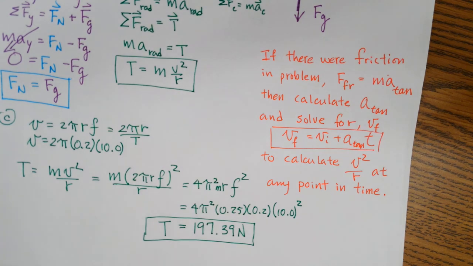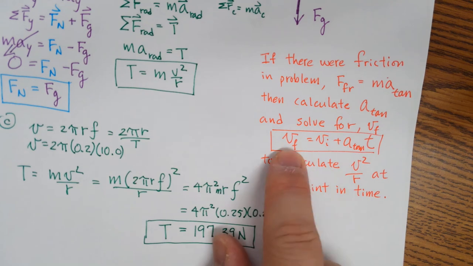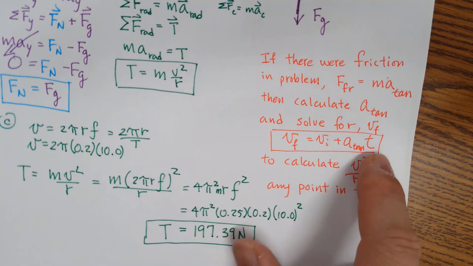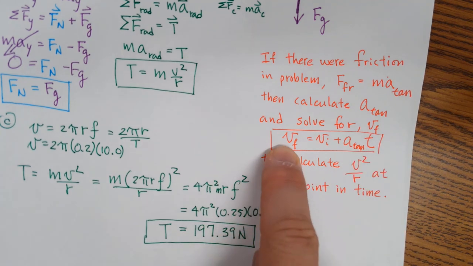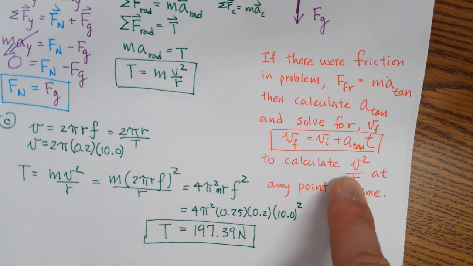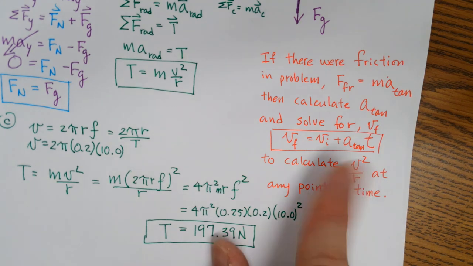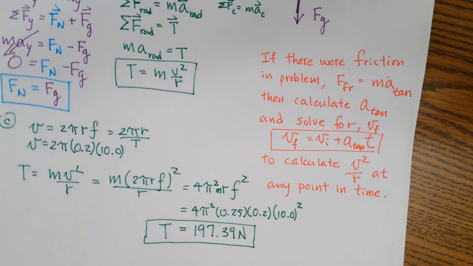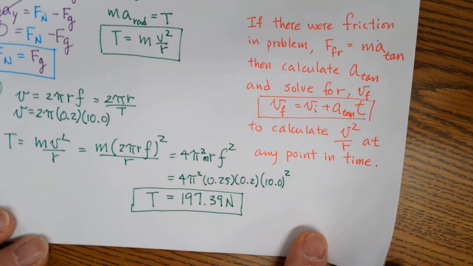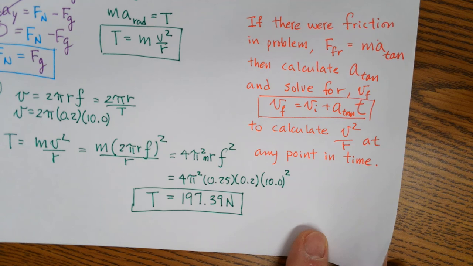So, if there were friction involved, most likely it's going to slow down as it turns. When it slows down as it turns, your VF will vary depending on what time it is. If it's exactly at a certain time, your speed will change. That speed at that instantaneous time is going to determine what your centripetal acceleration is. Okay? So you can calculate your centripetal force as well. All right, so that's pretty much what it is. Any questions?